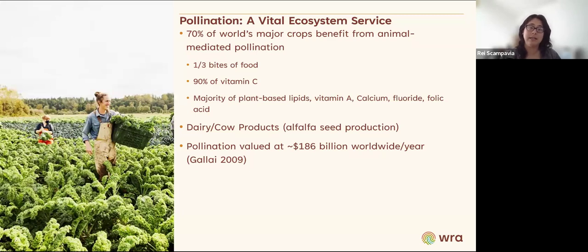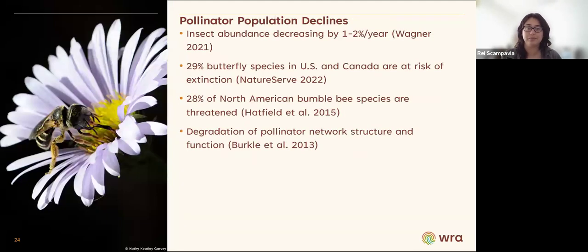Believe it or not, the dairy industry also relies on animal pollinators because alfalfa, which is used to feed dairy cows, is produced through pollination of alfalfa flowers. A study that came out in 2009, so this is 2009 dollars, and it's probably much more today, estimated that the value of pollination was about $186 billion worldwide per year. So pollination is important for natural systems. It's also very important for human food production as well.